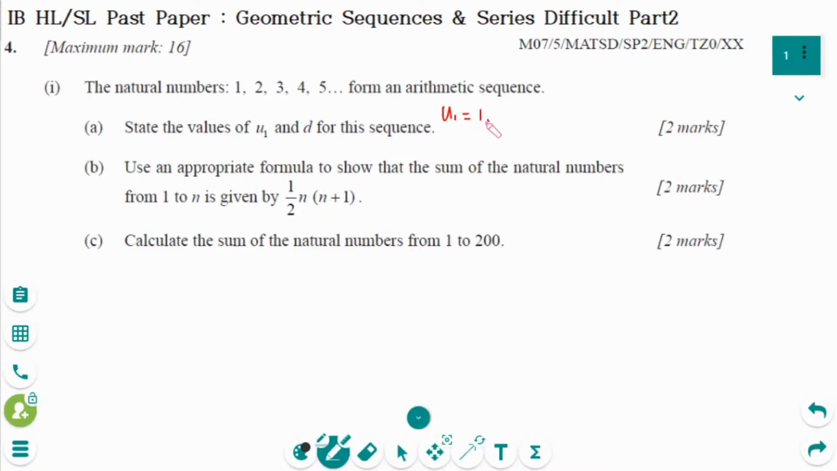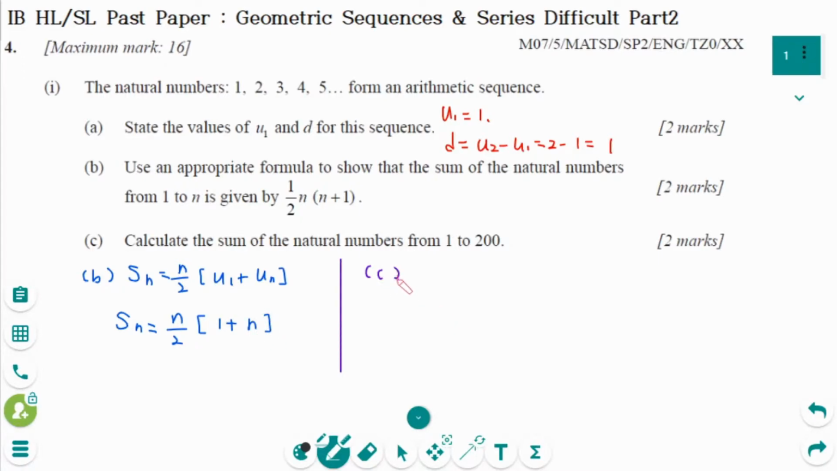u1 equals 1, then d equals u2 minus u1 equals 2 minus 1. The answer is 1. Number B, Sn equals n over 2 times u1 plus un. So Sn equals n over 2 times the first term is 1 plus the nth term is n.